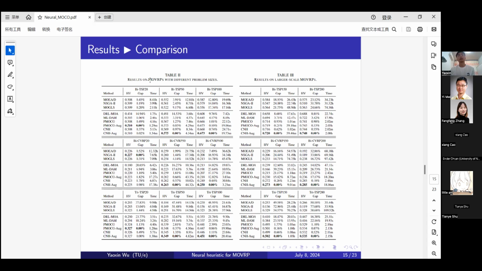And in the left part, the testing performance shows that our method, called CNH, generally achieves better results than other neural heuristics and some traditional heuristics. And for the generalization performance, our method achieves the best performance for all the instance groups.